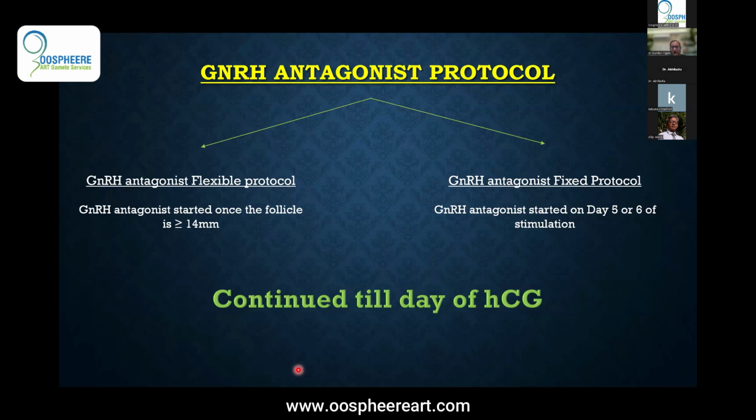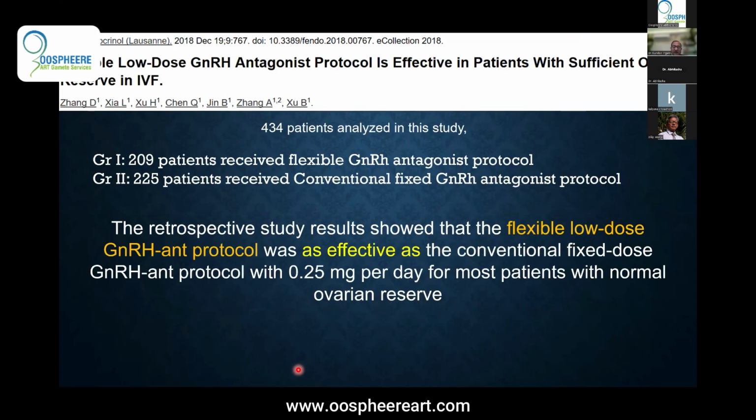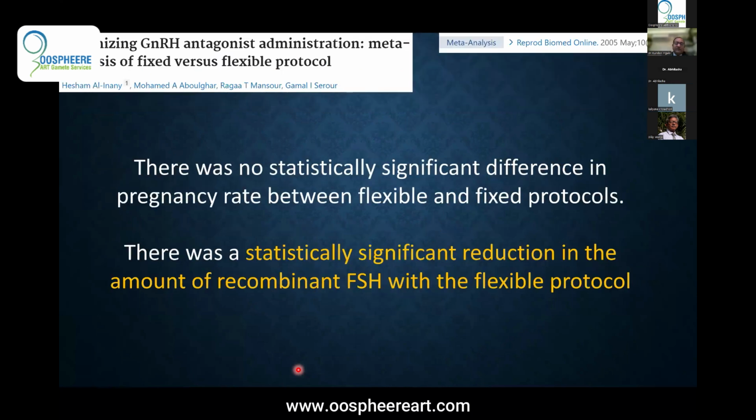So the surge has already happened. Sometimes if the surge has happened, even if you are planning for a frozen embryo transfer, there will be some effect of luteinization of the oocytes, which may affect oocyte quality in certain cases. And that's why in my practice, I generally follow the day 5 fixed protocol, but you have a complete choice. It's an individual preference, because this 2018 study clearly says that whether you use the flexible or the fixed day protocol, they are equally effective.